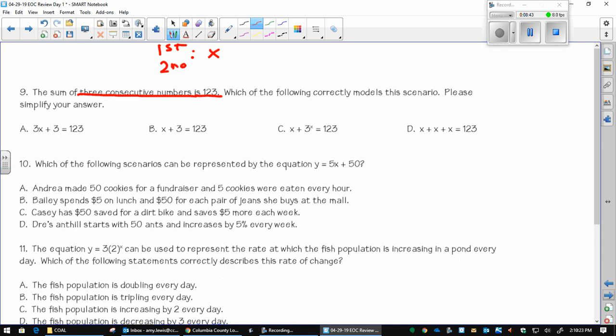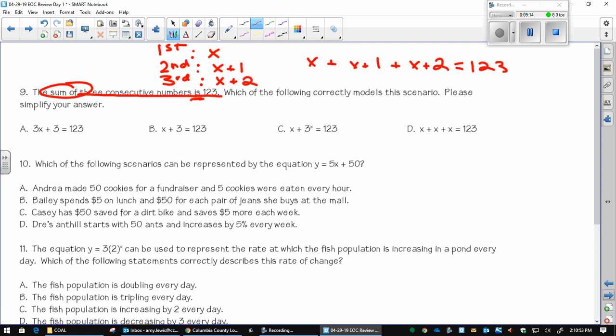The only thing we know about the second number is that it's going to be 1 more than the first number, and the only thing that we know about the third number is that it's going to be 2 more than the first number. So now we have x, x plus 1, and x plus 2. We're going to add all of those together because it does say the sum of. So x plus 1 plus x plus 2, and that equals 123.